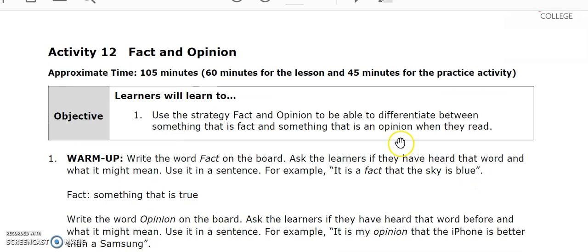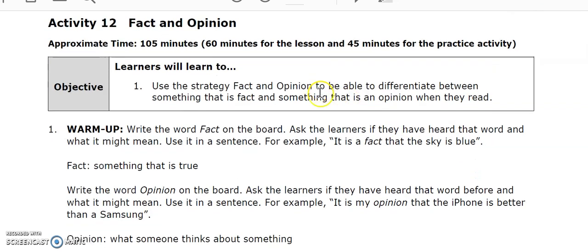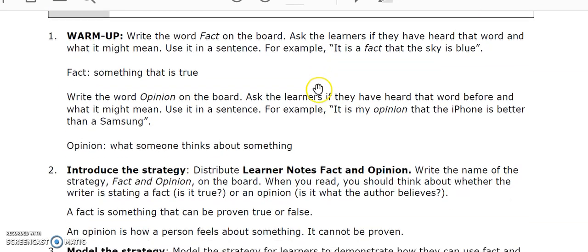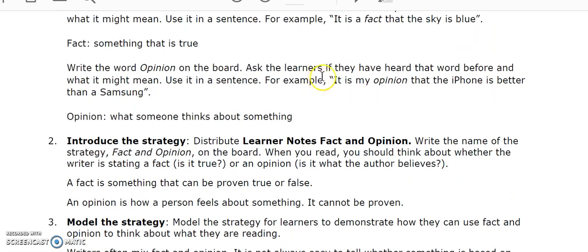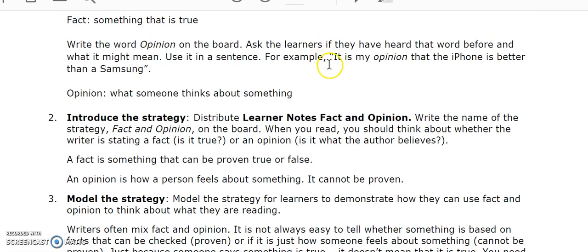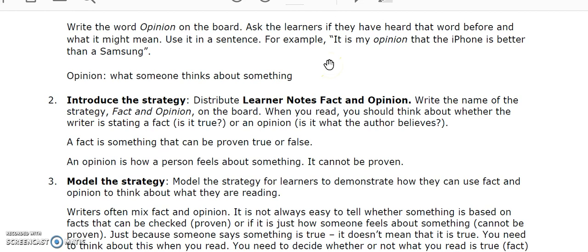The lesson plan for fact and opinion gives you a warm-up activity to introduce the strategy and to give the learners an introduction to the new vocabulary on what the difference is between fact and opinion. It also explains to the learner how this strategy will help them become better readers.